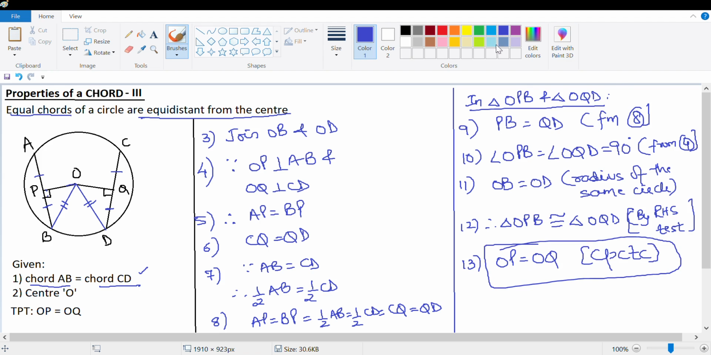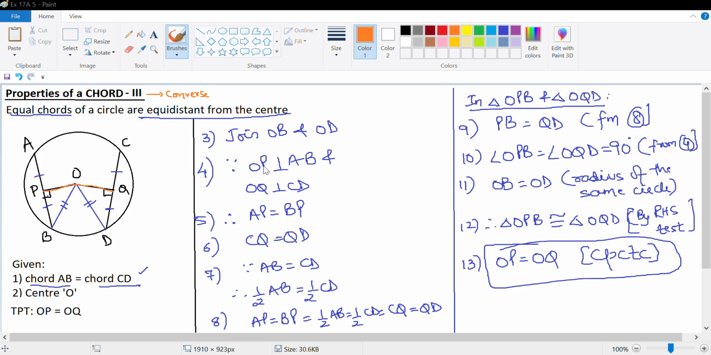Perfect. So again a very important property of a chord. In case two chords are of equal length, then they are equidistant from the center. So two chords which are of equal length are equidistant from the center. And I hope you realize that I will get on to the next property, which will be again the converse of this. So let's look at the converse of this property.